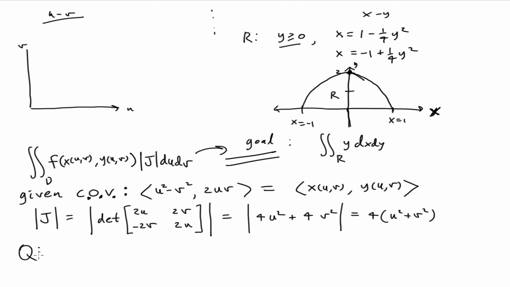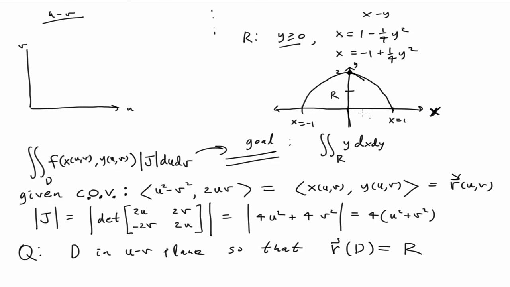The question then is, we still have this question: what is the domain D in the UV plane? So that when I take my function R, this is that vector function R of U and V. Sorry, that should be a vector. So when I take every point over here in the UV plane, it produces R over here in the XY plane. Okay, for that we're going to have to do a little bit of effort. So let's move to a new page.